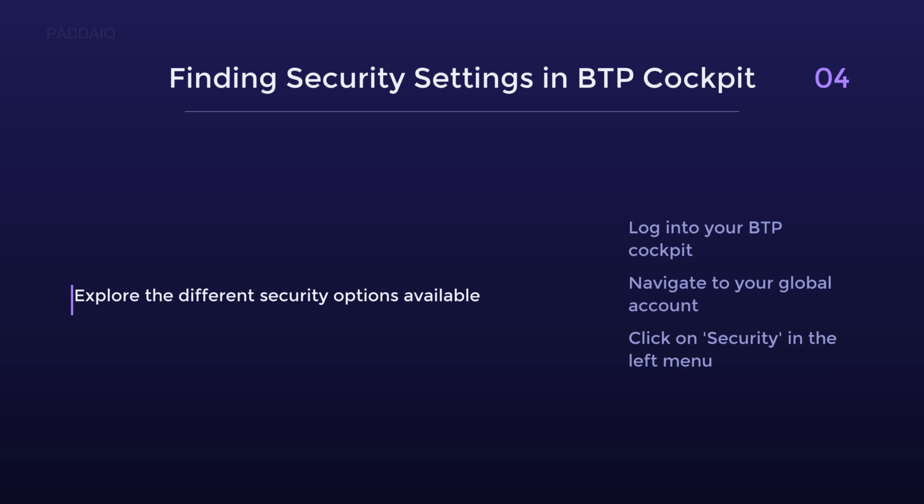Explore the different security options available. This means learning where to set up protections like user access controls and data encryption in the cockpit. For instance, you can configure rules so only your finance team can view sensitive budget apps. Understanding these settings is essential for building secure applications.